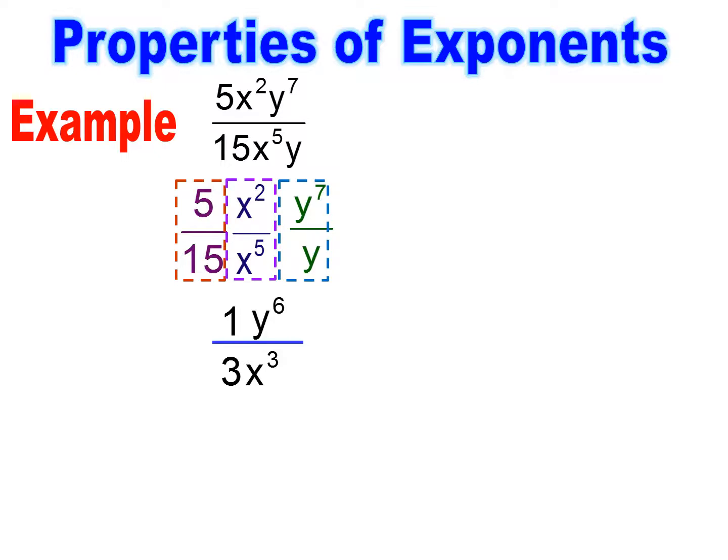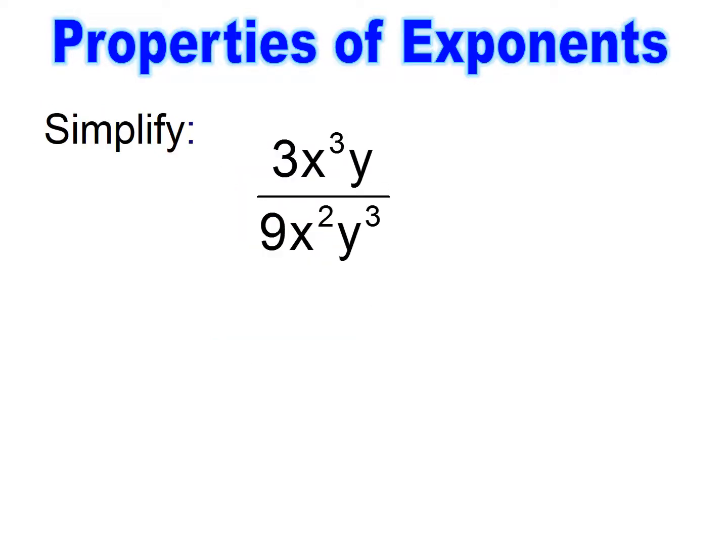Now be careful here, because we don't want to have that 1 in front of the y, because we normally don't see a coefficient of 1. So your final answer, you want to eliminate the 1 and have y to the 6th all over 3 times x to the 3rd. Pause and try.